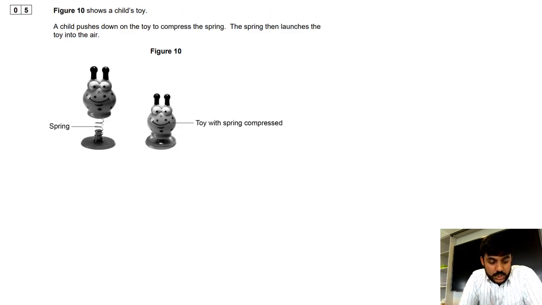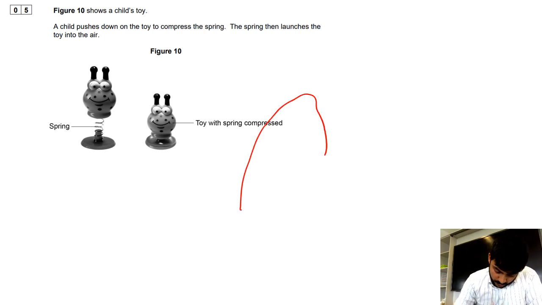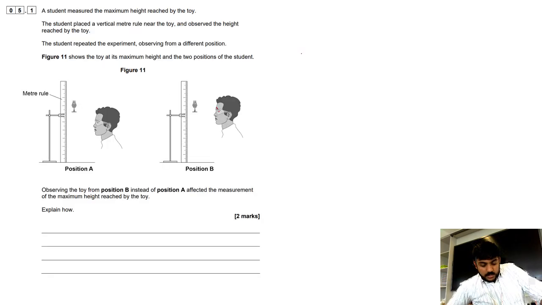Figure 10 shows a child's toy. A child pushes down the toy to compress the spring. The spring then launches the toy into the air, and I can imagine it just goes like that. The student measured the maximum height reached by the toy.